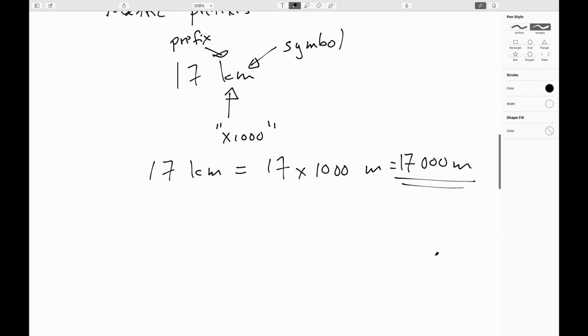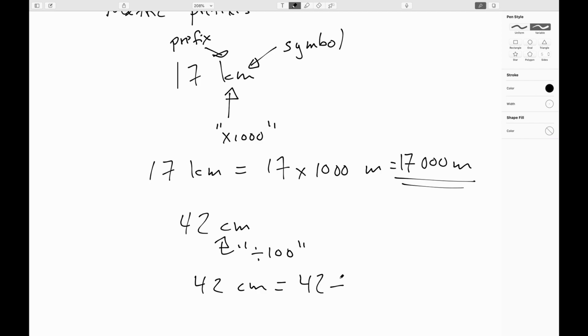And similarly, if you have a prefix like, say, centi, let's say you're dealing with a length of 42 centimeters, the centi prefix should always just be replaced by divide by 100. So 42 centimeters would be 42. When I see the C, that means divide by 100, and then I'm left with the symbol M. So 42 100ths of a meter, or 0.42 meters.